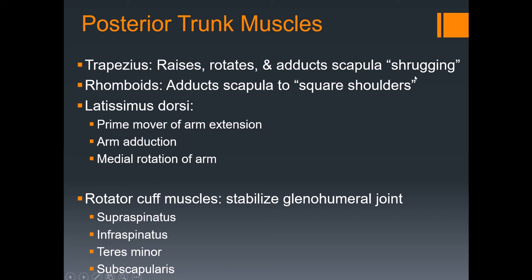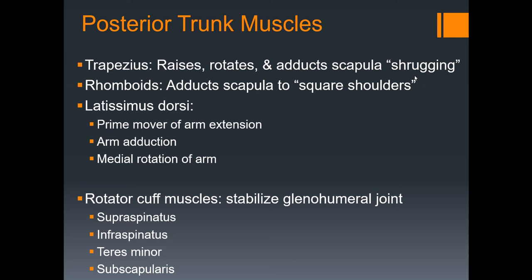If we look at posterior shoulder muscles, we've got the trapezius that allows you to raise, rotate, and adduct your scapula. So when you're shrugging your shoulders, you're using your trapezius. We also have the rhomboids. They allow you to adduct your scapula. So when you square your shoulders so that your shoulders are back straight, you're using your rhomboids. And then we have the latissimus dorsi, which is the prime mover of arm extension. It also causes arm abduction and medial rotation, but its main job, of course, is to extend the arm.